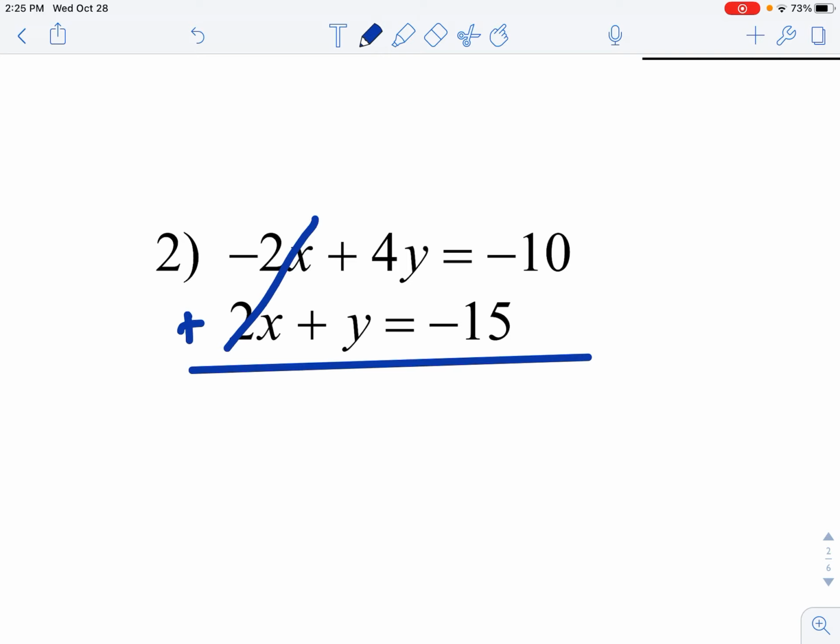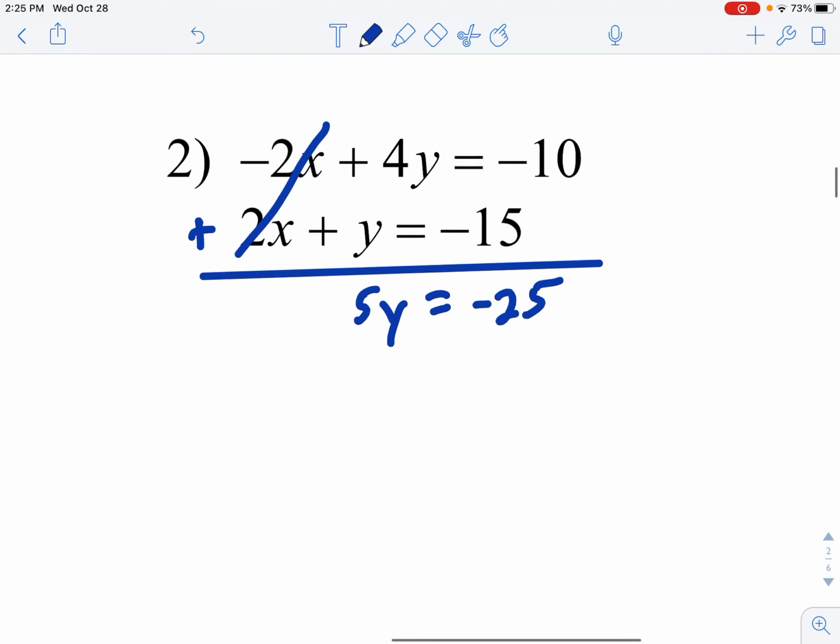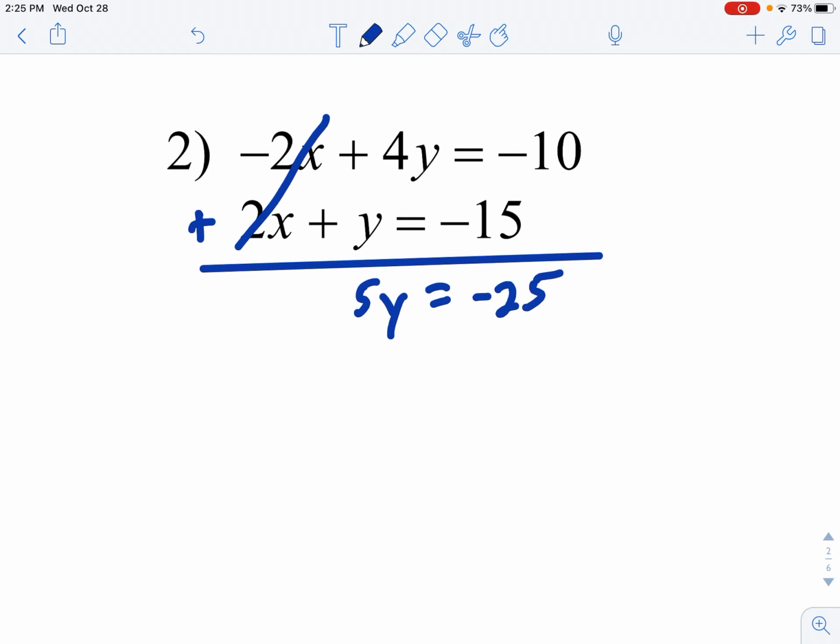And what you have left is 4y plus y is 5y. Then you bring down the equal sign. Ideally, it would be lined up perfectly. These are little zigzags, slanted, but whatever. Negative 10 plus negative 15 is negative 25. Now, 5y equals negative 25. You can solve that. That's like pre-algebra. Divide both sides by 5. Cancels out. Negative 25 divided by 5 is negative 5.